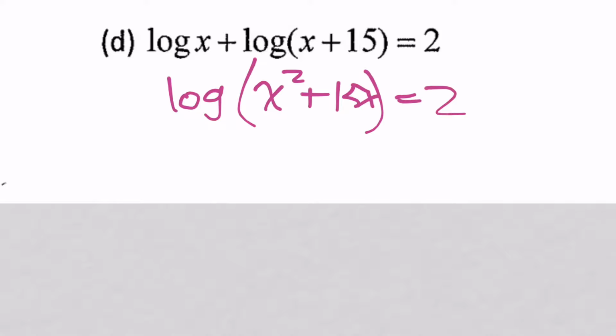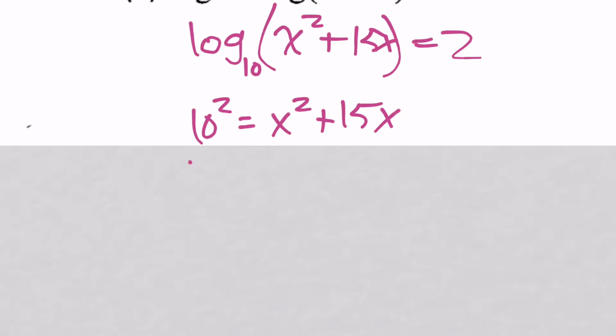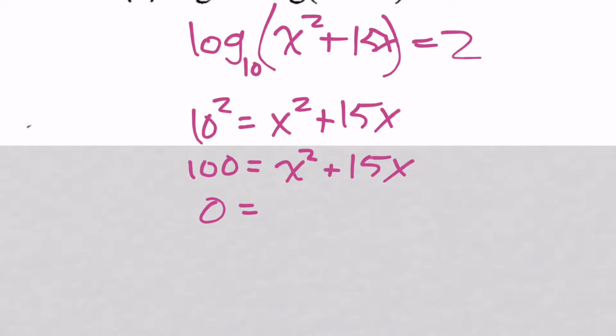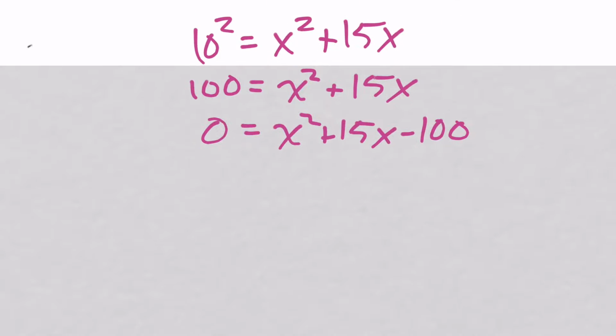Remember, if there's no base written, it is base 10. So log base 10 of blah blah equals 2 means 10 to the power of 2 equals blah blah. So we get this right here. 10 squared is 100. So 100 equals x squared plus 15x. So 0 equals x squared plus 15x minus 100, if we rewrite it. And it is a quadratic, so let's factor this thing.